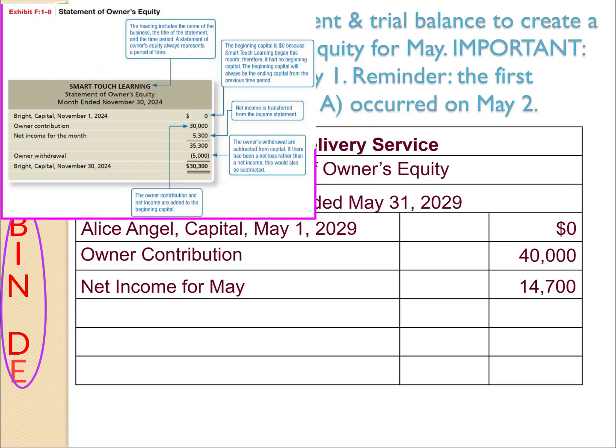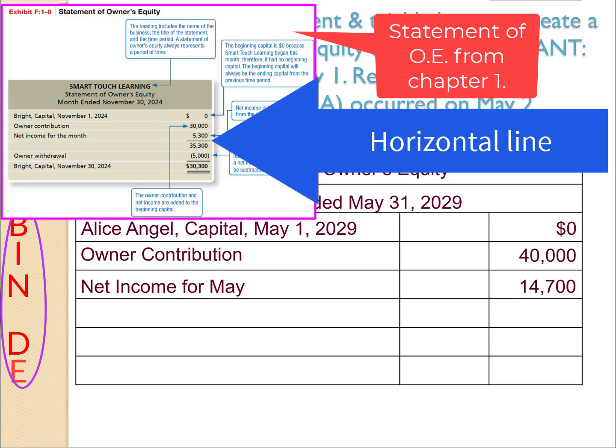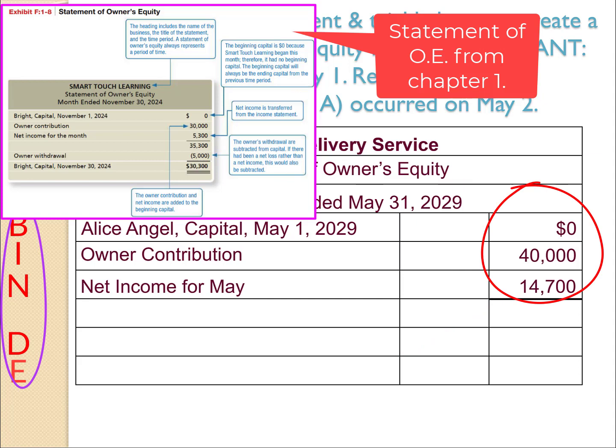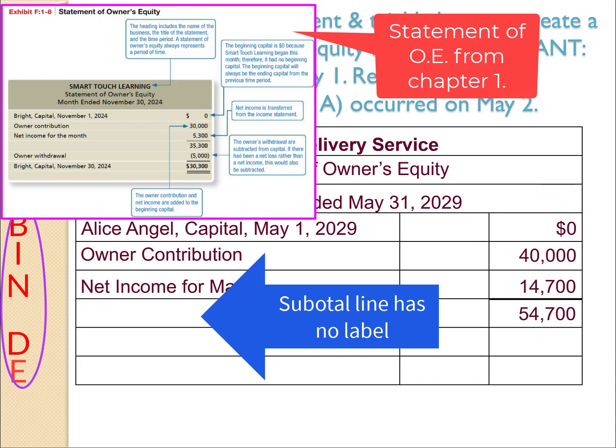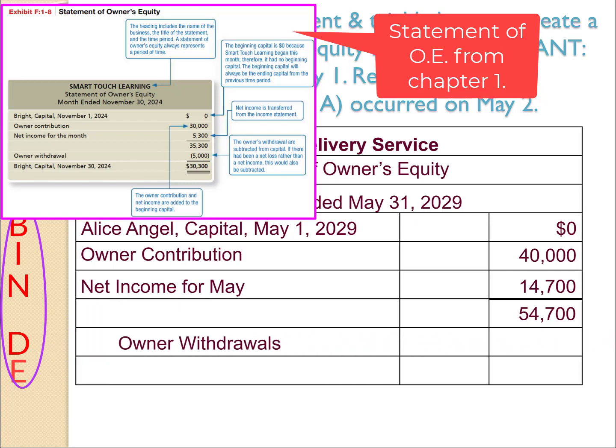Then we look at the formatting from our textbook and notice they have an underline showing that we're doing some mathematical operation. In this case, we're adding the three numbers up above that line. So 0 plus 40,000 plus 14,700. And we put the total of 54,700, and there is no label for it. It's just a subtotal. So we'll leave the label blank. And then what's next on our formula? BINDE. The D stands for draws, also called owner withdrawals.